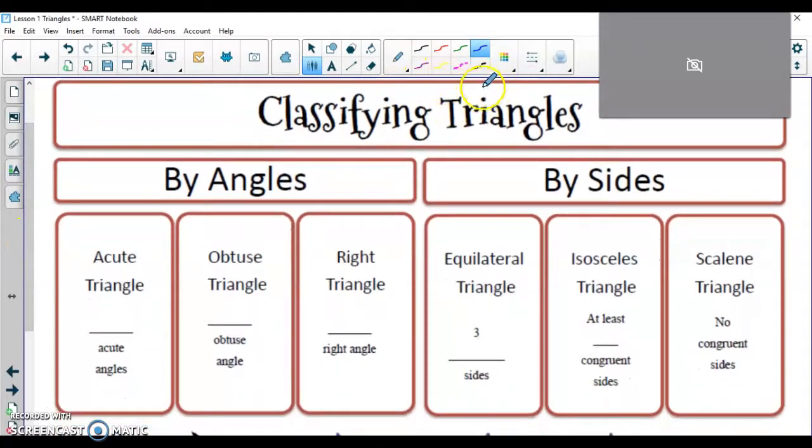every triangle is made up of 3 sides, and there are 2 different ways that we can actually classify triangles. So every triangle is going to have 2 different names. You're going to classify them by their angles and then also by their sides.